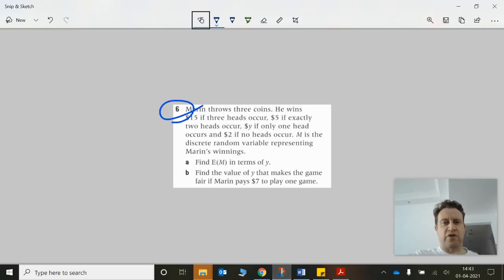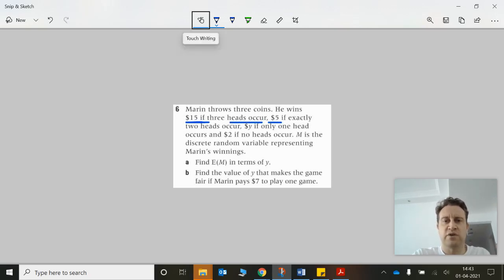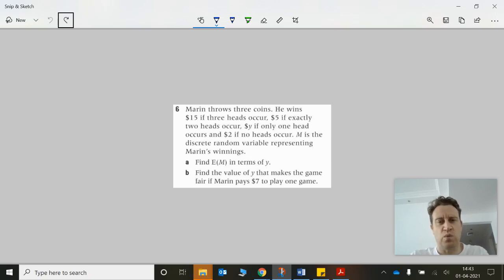Hi guys, so this is a question from 13A. This is question 6. This is a scenario where 3 coins are being tossed and there are various outcomes to this game. This is also one of those questions which ends up talking about whether or not the game is fair, or how do you make the game fair. So 3 coins are tossed and Marin wins $15 if he gets all 3 heads, $5 if he gets 2 heads, $Y if he gets 1 head, and $2 if no heads occur at all. It says that M is the discrete random variable representing Marin's winnings. So that's the winnings.